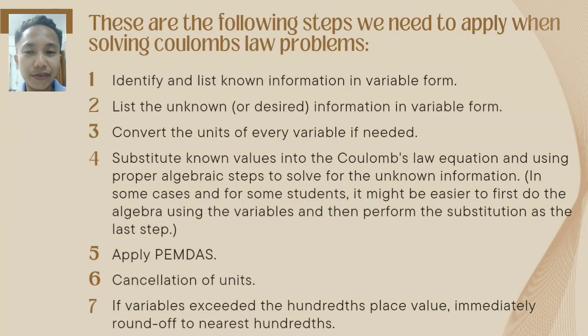Currently presented on the screen are the steps that we should remember on solving Coulomb's law problems. First, we must identify and list all the known information in variable form. Second, list the unknown or desired information in variable form. Third is to convert the units of every variable if necessary.